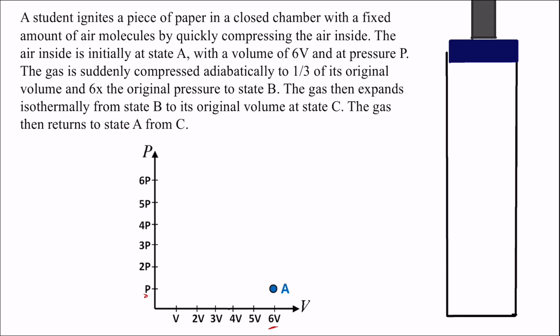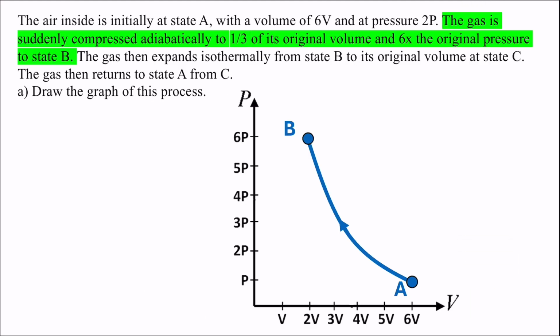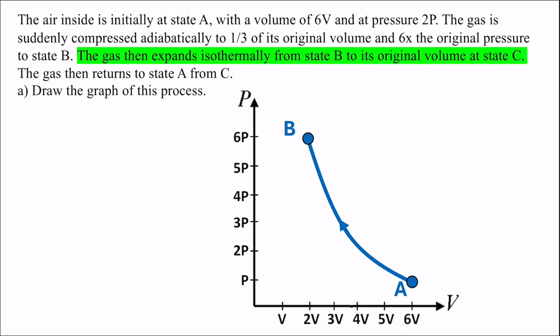volume of 6V, and the question's asking to first draw this process. So the first step in this process is an adiabatic compression. It compresses to a volume of 2V and 6 times its original pressure to 6P. The next step is an isothermal expansion to state C. Now we don't know where state C is from the problem, but it does say that the process is isothermal.